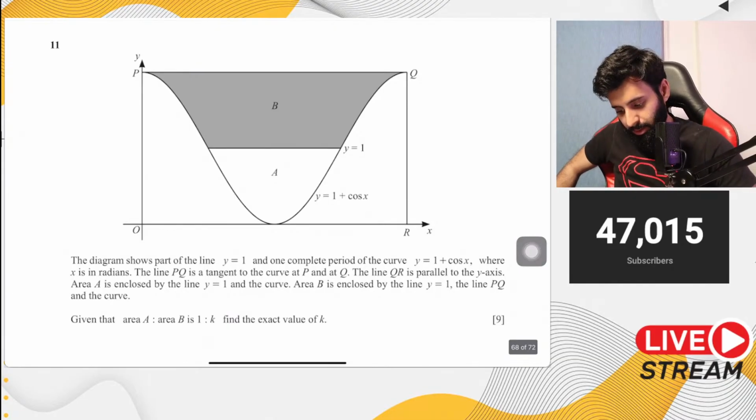Line QR is parallel to the y-axis. That means it's a vertical line. Area A is enclosed by the line y equals 1 and the curve. Area B is enclosed by the line y equals 1, the line PQ and the curve. Given that area A is to area B is 1 is to k, find the exact value of k.